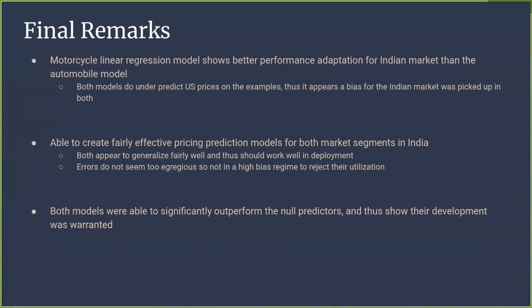And we found that both underpredict for the US samples. Overall, we were able to create fairly effective price prediction models for both market segments in India, automobile and motorcycle. And they both seem to generalize pretty well. So they should perform pretty well in actual deployment. And both were able to outperform their null model predictors. So definitely a boost in performance and worth using the model over some form of null model. And that is it for my presentation.